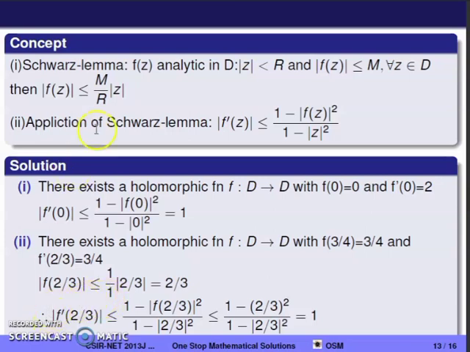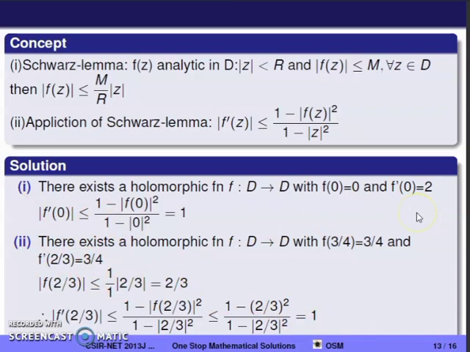So now we'll use the Schwarz lemma application. We'll get mod f dash of 2 by 3 less than or equal to 1 minus f of 2 by 3 whole square divided by 1 minus mod 2 by 3 whole square. From the Schwarz lemma we got mod f of 2 by 3 less than or equal to 2 by 3. I'm substituting that. So we'll get less than or equal to 1 minus 2 by 3 whole square divided by 1 minus 2 by 3 whole square, which is equal to 1. So mod f dash of 2 by 3 is less than or equal to 1, which is true because 3 by 4 is less than 1. So option 2 is correct.